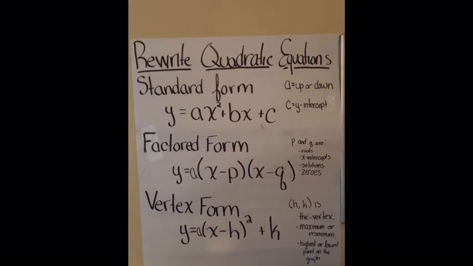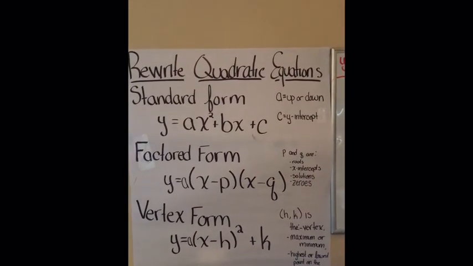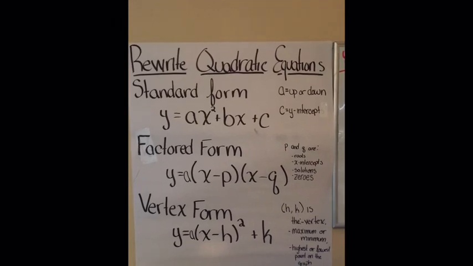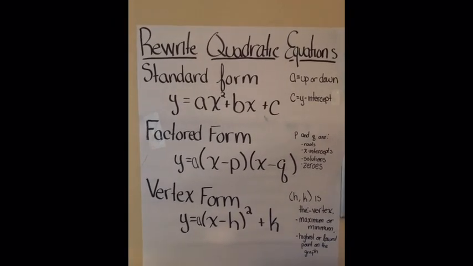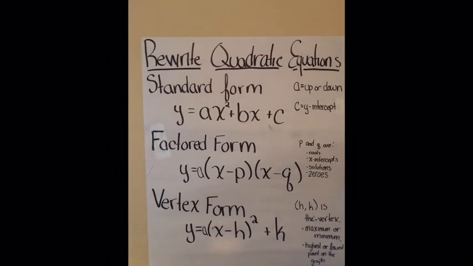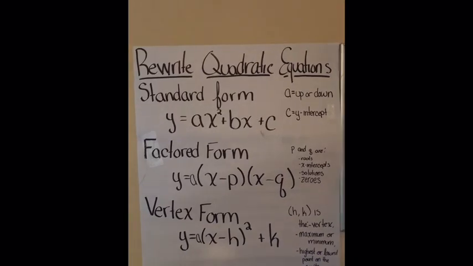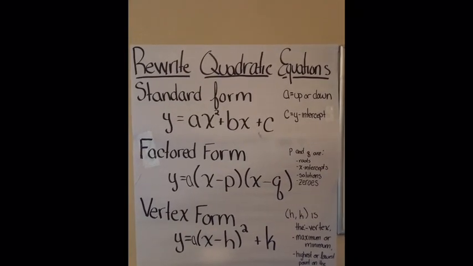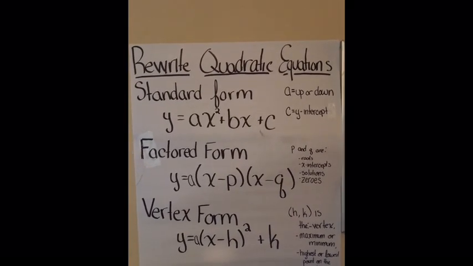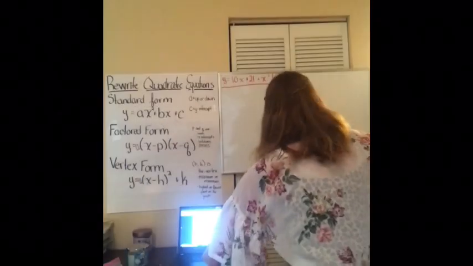And then we have our vertex form, which is y equals a times x minus h squared plus k. H and k, that coordinate, is the vertex, which is also called the maximum or minimum, which is also the highest or lowest point on the graph. I recommend you take a screenshot of this or write down these notes. These are the important things you need to know about quadratic equations.